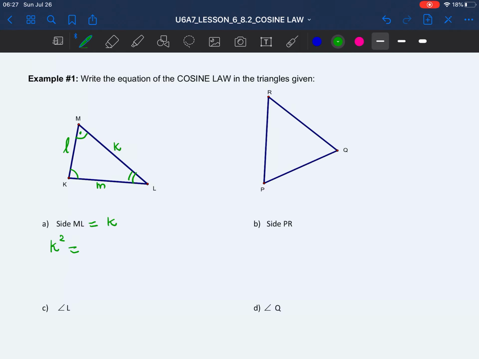Remember, this is a side formula. This must end with the cosine of angle k. And since we already have k squared on this side, we're going to write the sum of the squares of the other two sides first, and then minus twice the product of these two sides we have on the right side of the equation, okay? And with this, we have written the formula for the side k.